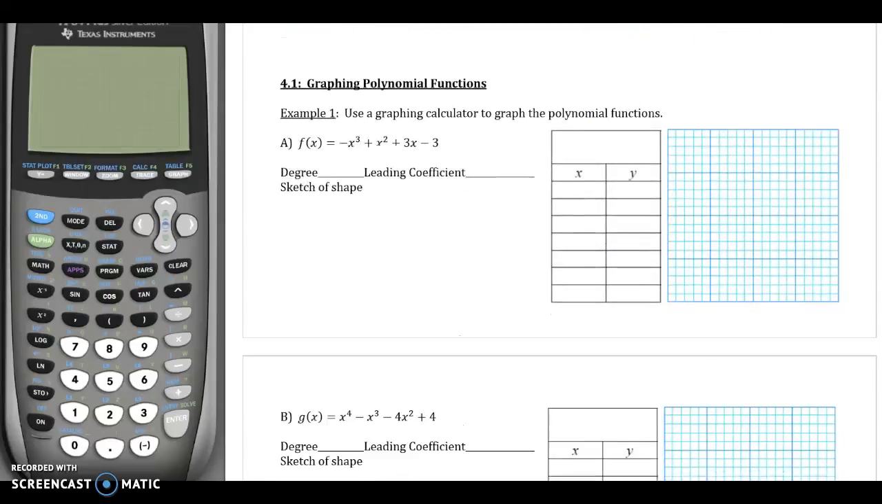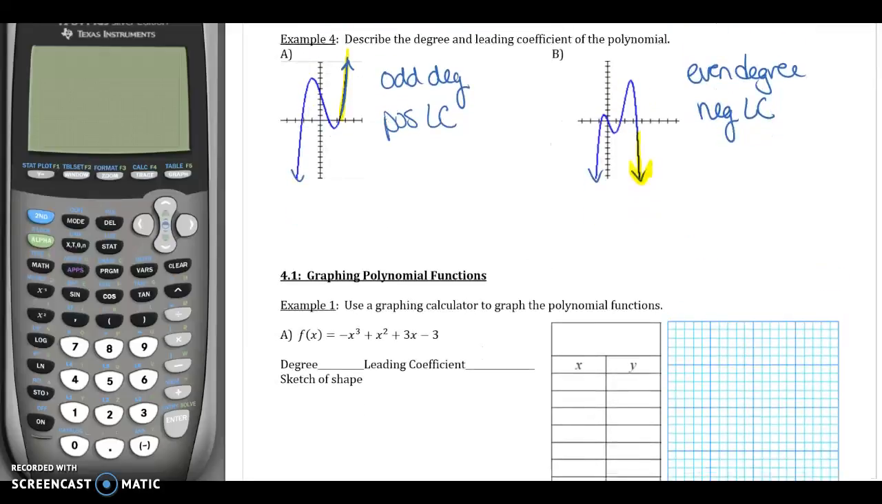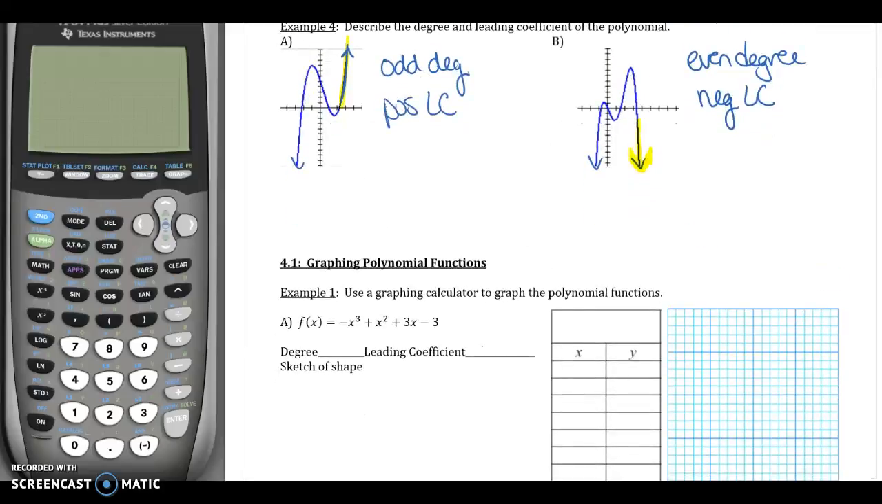Okay, now we get to graph. This is where the fun part happens. We are going to use the calculator to graph for us. So let's start by turning on the graphing calculator.